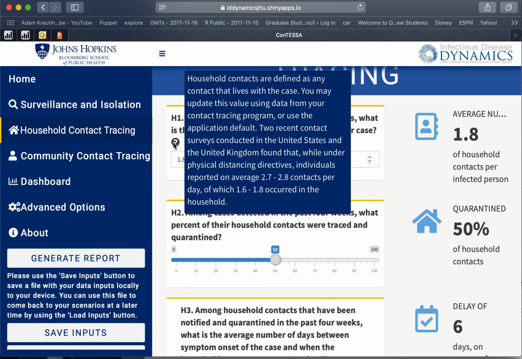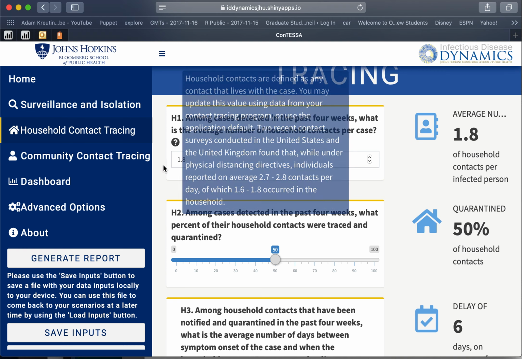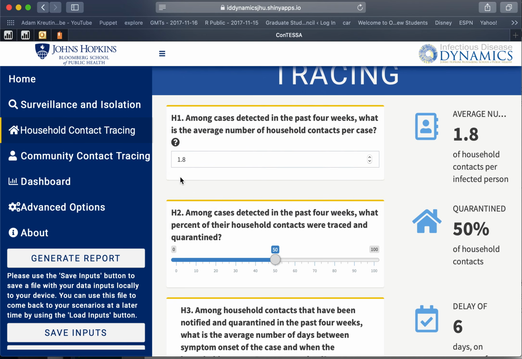And we give a little piece here that 2 recent contact tracing surveys conducted in the United States and the United Kingdom found that while under physical distancing directives, individuals reported on average 2.7 to 2.8 contacts per day, of which 1.6 to 1.8 occurred in the household. And so I'm going to leave this at about 1.8, the average number of household contacts.